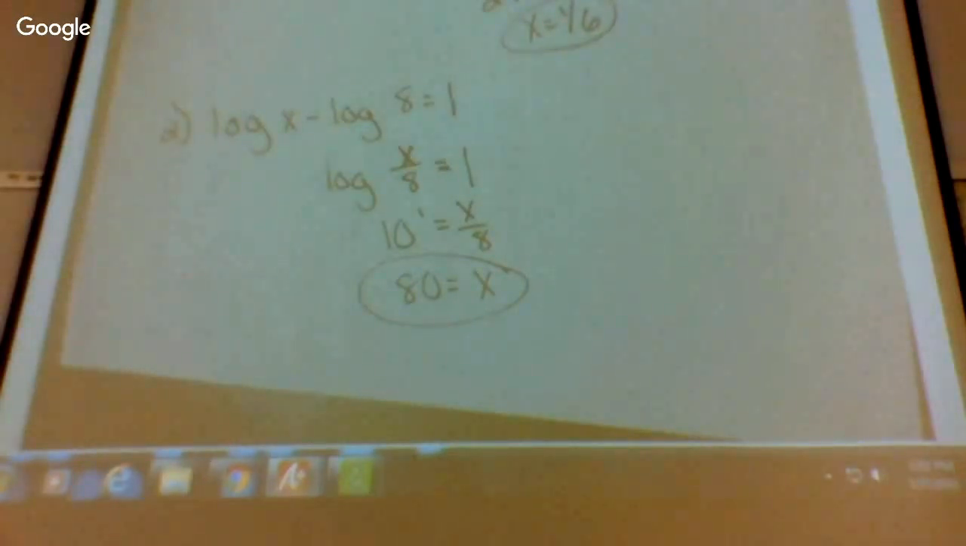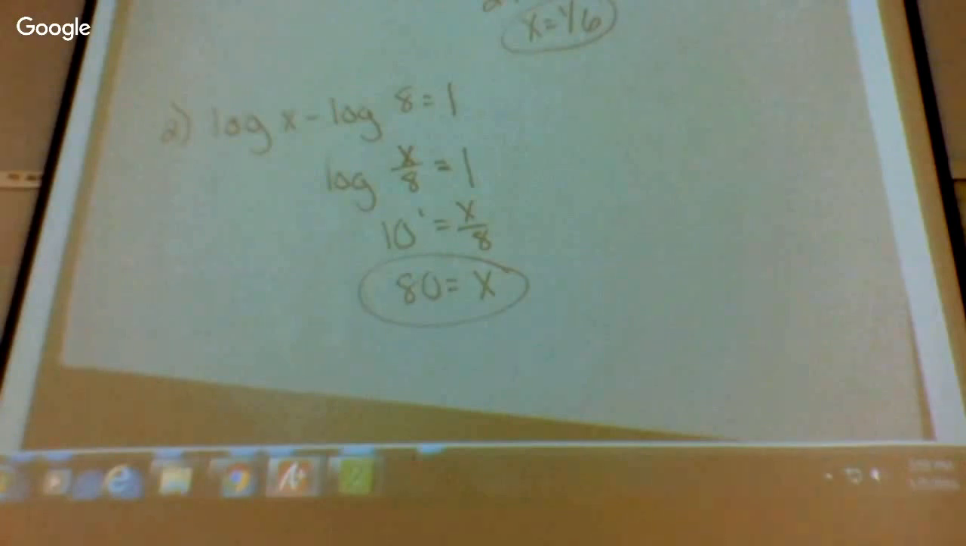Always look at it and go, can I condense it in some way? And then after that, would exponential form help me in some way? If you can just do that, sometimes that will spur you on to the right direction. There's a lot of different kinds of equations. This is just one of them that has logs, and then I showed you one other type that had them.